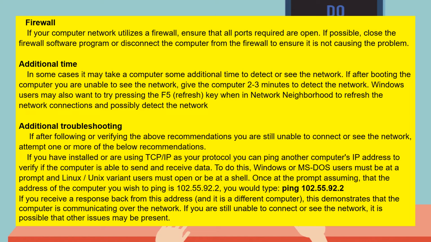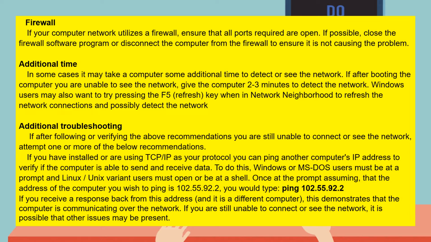Firewall. If your computer network utilizes a firewall, ensure that all ports required are open. If possible, close the firewall software program or disconnect the computer from the firewall to ensure it is not causing the problem. Additional time. In some cases, it may take a computer some additional time to detect or see the network. If after booting the computer you are unable to see the network, give the computer 2 to 3 minutes to detect the network. Windows users may also want to try pressing the F5 or refresh key when in Network Neighborhood to refresh the network's connection and possibly detect the network.